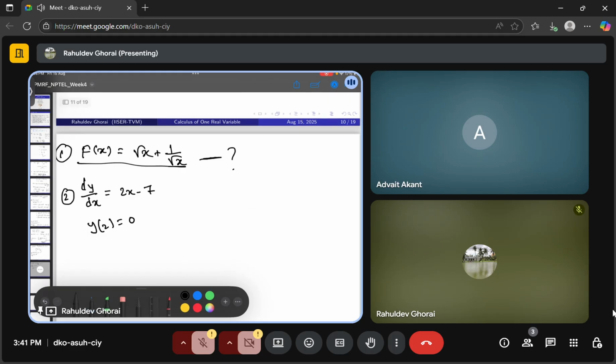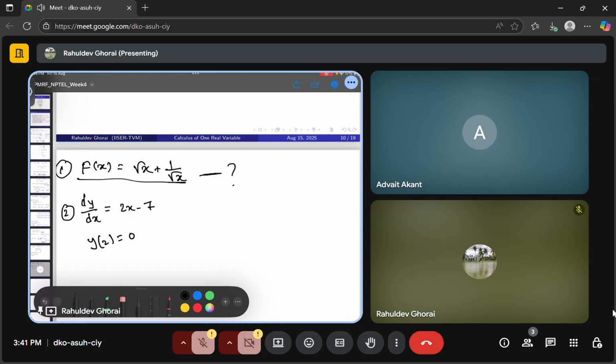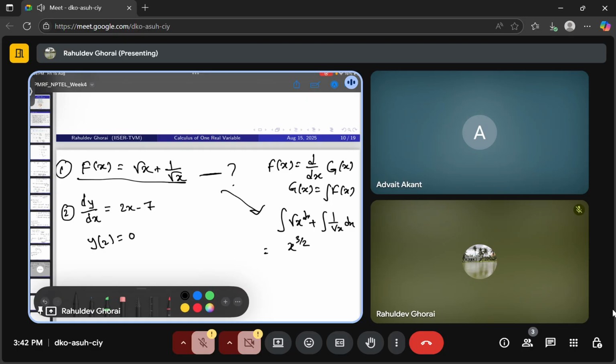Okay. So the antiderivative of f(x). So you have dy/dx equal to some function g(x), and then g(x) will be the integration of f(x), right? That's all. But those are easy, okay? You can do that, right? So that is the integral of square root x plus 1 over square root x, dx. That implies x to the power 3/2 over 3/2 plus x to the power 1/2 over 1/2.